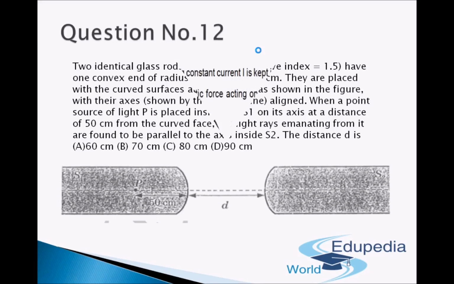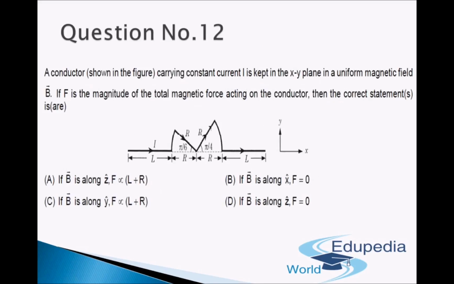Let's see the next question. This is an easy question. We are given a conductor carrying a constant current I in the xy plane, and there is a uniform magnetic field B. Now whenever there is a uniform magnetic field B, the integral of I into dl cross B simply becomes I times L cross B, because B can be taken outside the integral and integral of dl is L. So the net force on this whole part will be the same as the net force on this flat part, because all the other terms will cancel out. That's the standard result and you should know that.